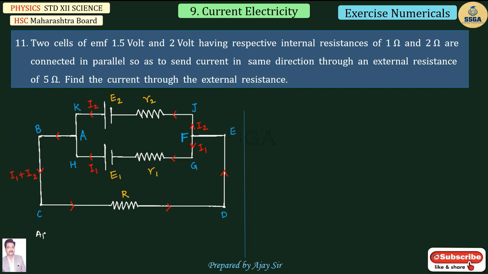So therefore, applying Kirchhoff's second law to the loop F, G, H, A, K, J and again F. So let us apply Kirchhoff law to this loop.